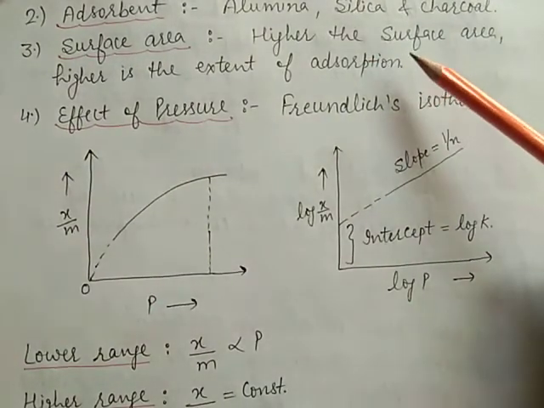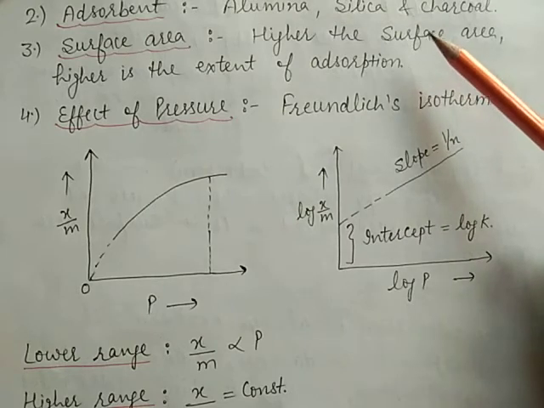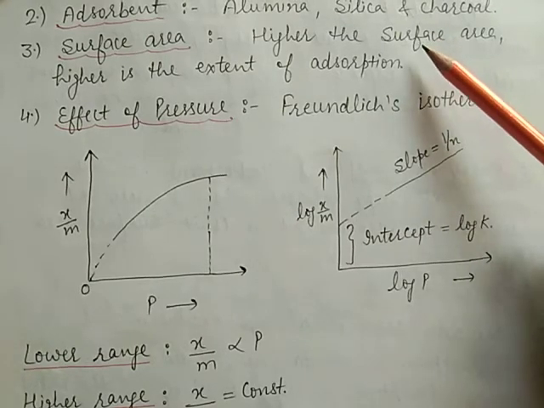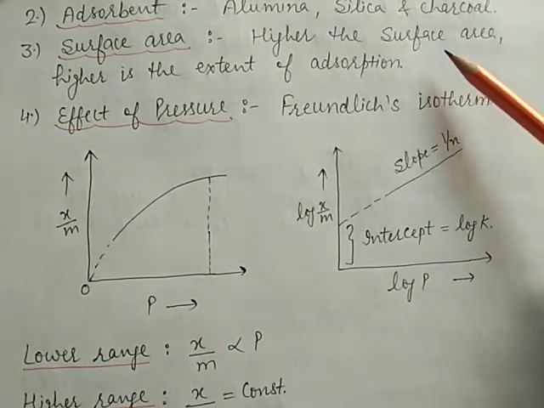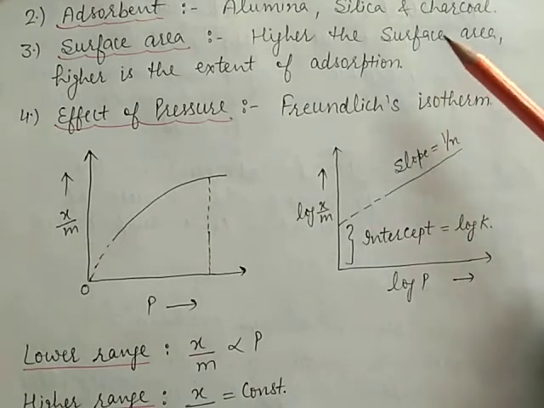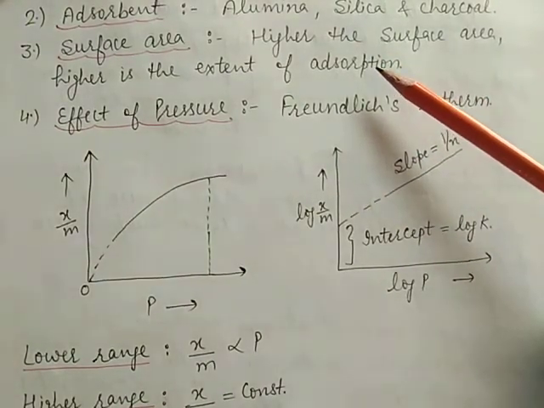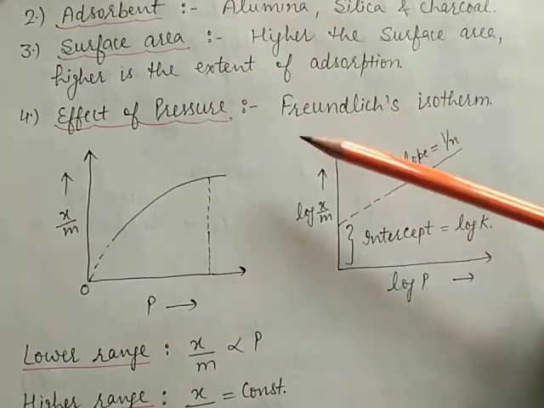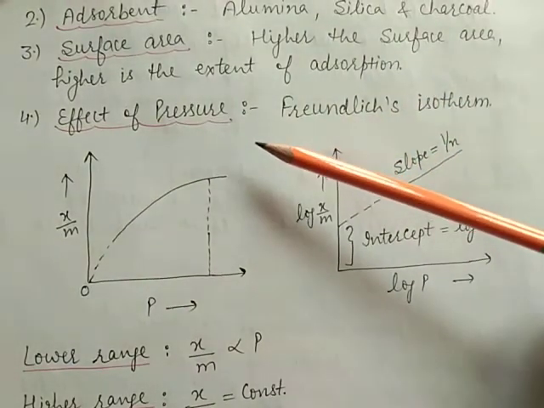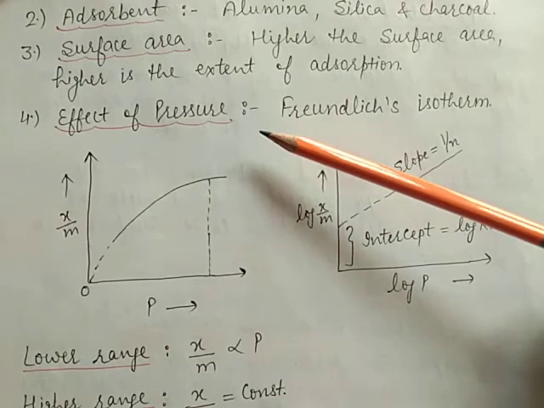So in this case, the powdered substance has greater surface area as compared to the crystalline substance. So the greater the surface area, the greater the adsorption that takes place. Now the next most important factor is the effect of pressure.